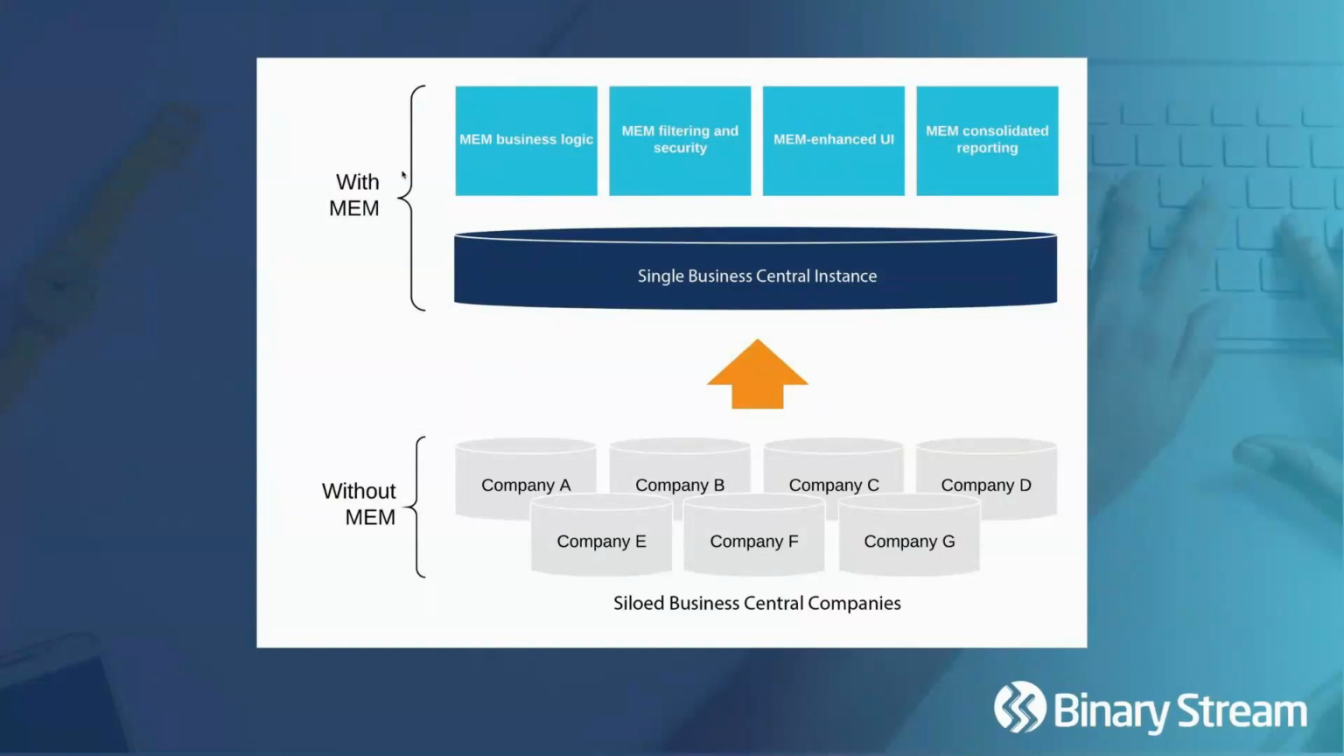And just a quick diagram to show you what the difference of Business Central would look like with or without MEM. So in the lower portion of this diagram, you'd see that each different entity you have in your organization would be in a separate, siloed Business Central company. With MEM, what we're doing is managing that in one Business Central instance, and we've added some logic to be able to filter and have security to manage your consolidated reporting, manage the due to, due froms, and all those types of things as well.